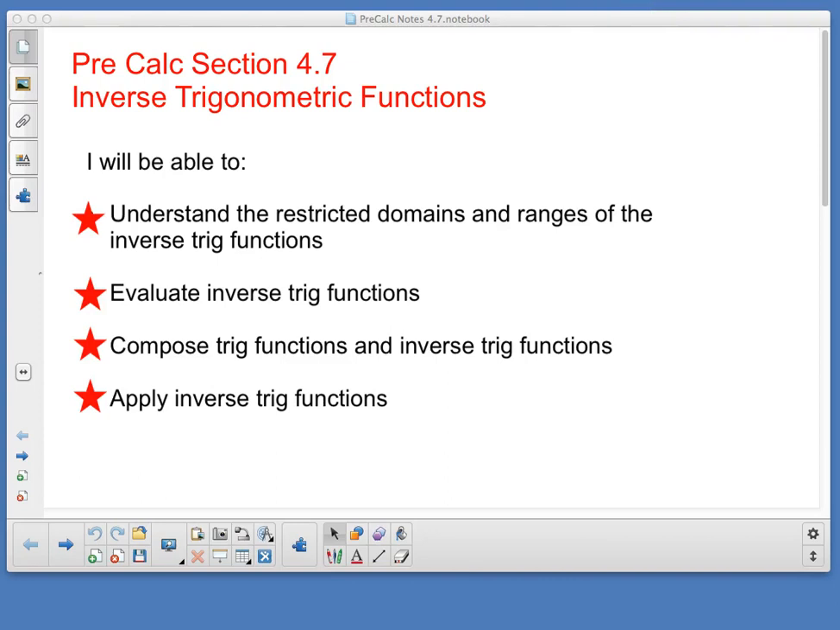So this is pre-calc section 4.7. Okay, the last few days we've been working on graphing. And the graphing that we've been working on, sine, cosine, and cosecant, secant, cotangent, and tangent, I'm hoping that they're all straight up.